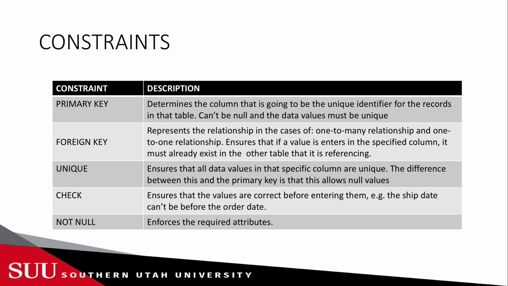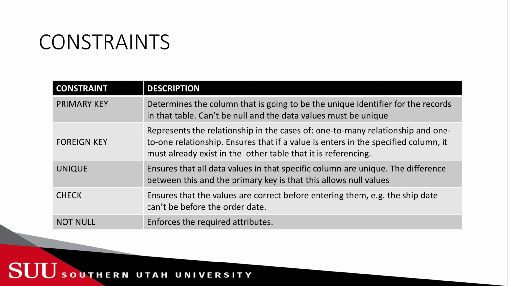We will also explore the unique constraint, which will ensure that all data values in that specific column are unique, but this is not the primary key. The difference between unique and primary key is that unique will allow null. We will also include the check constraint, which will ensure that the values are correct before entering those values. For example, if we're talking about ship date and order date, we want to make sure that the ship date is on or after the order date. It cannot be before the order date.